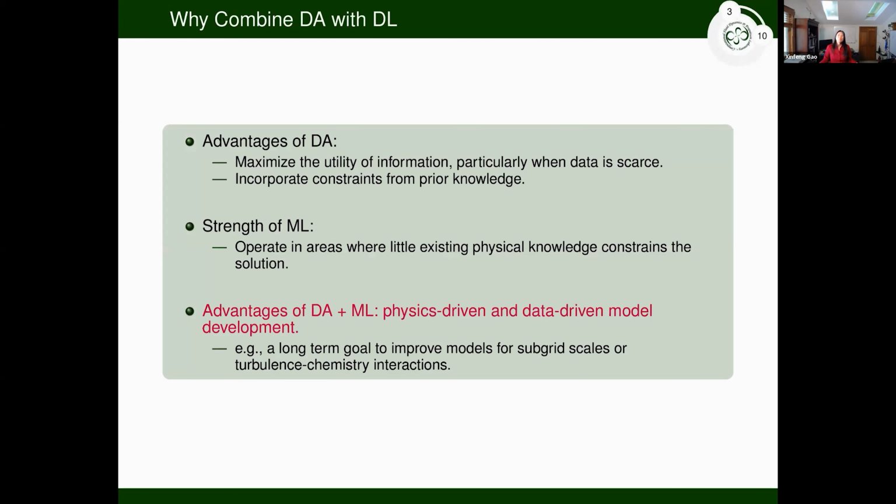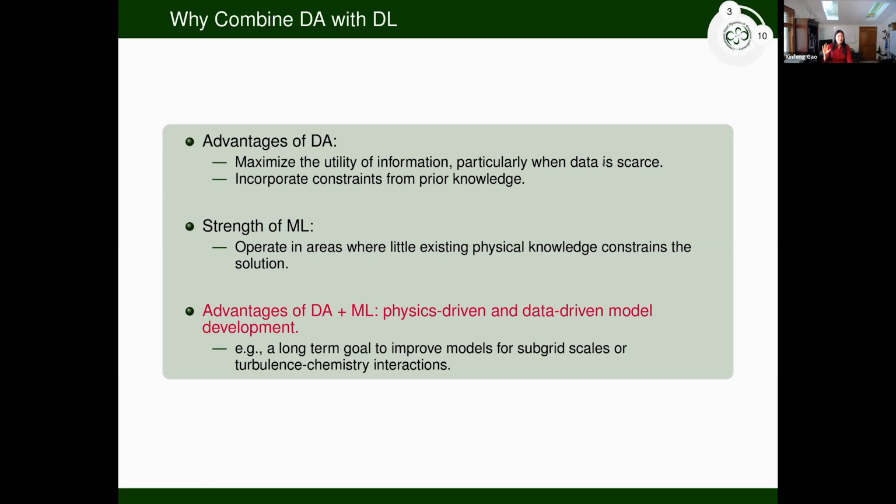Then why do we combine data assimilation and machine learning? There are a lot of computational tools we can share, a toolbox they can use. The idea is to take advantage of the strengths of both methods. We know data assimilation is designed to maximize the utility of information when the data is limited.